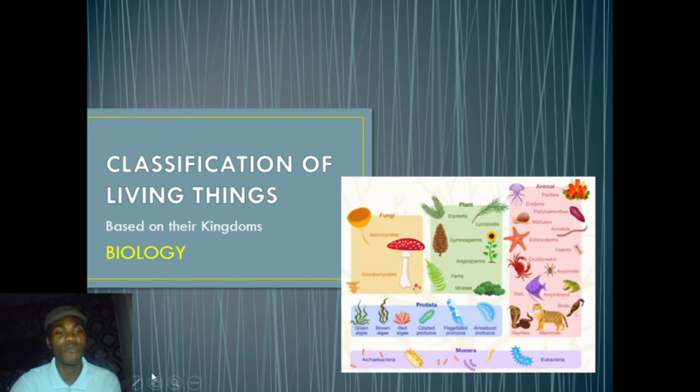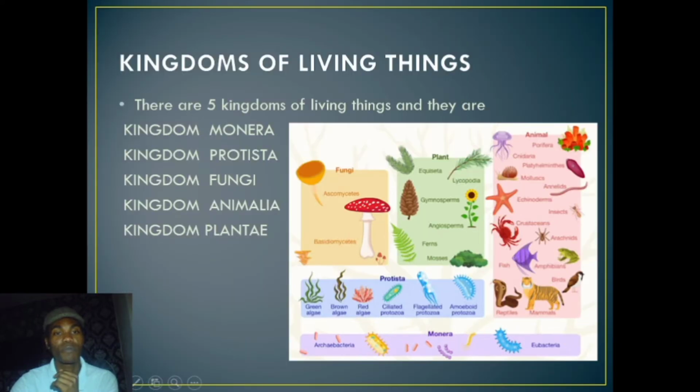Now, but before we move forward, I want us to check out something. Now let's go. We have 5 kingdoms of living things. How many? 5. 1, 2, 3, 4, 5. We have 5. Now those 5 are unique in different ways, which we are going to see together. Now join me, let's continue.